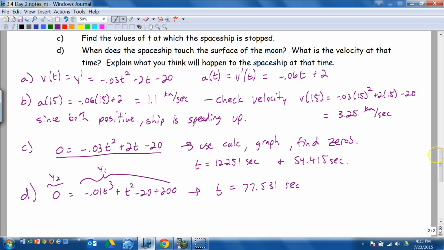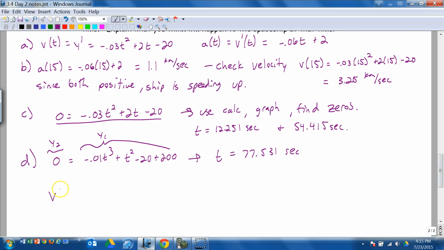And the question is, what is the velocity? And then explain what you think happens to the spaceship. So now to find the velocity at that time, you plug that in, and you get negative 45.270 kilometers per second. Just think about that for a second. In 1 second, the spaceship is traveling 45 kilometers towards the moon. Okay? I don't know the exact conversion. I think it's like 1.6 kilometers per mile. So whatever that is, it's probably like 30 miles per second. Imagine going 30 miles in a second.